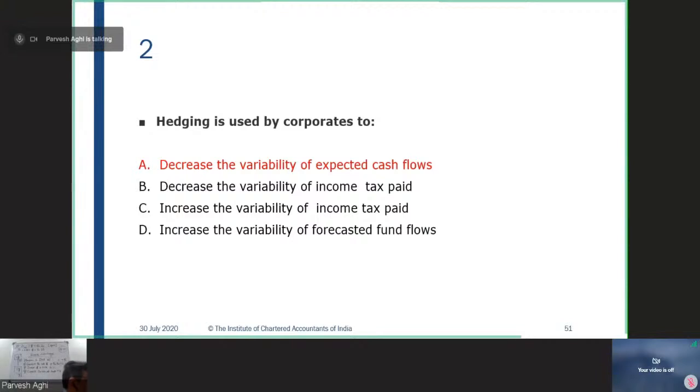Because otherwise your cash will get affected. Because you bought something at 70 and you have to make the payment say after 1 month, and the rate goes to 72. So you have to pay 2 rupees extra. You have an extra cash outflow. But if you book the contract today, say at 70 rupees 10 paisa, then you are decreasing the variability of the expected cash flows in the future.